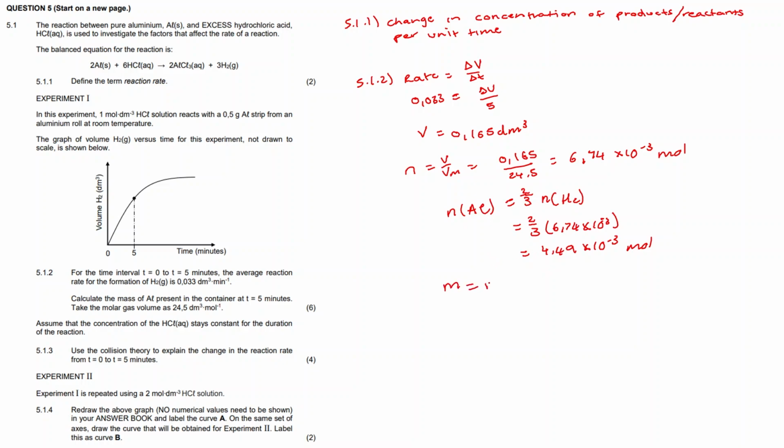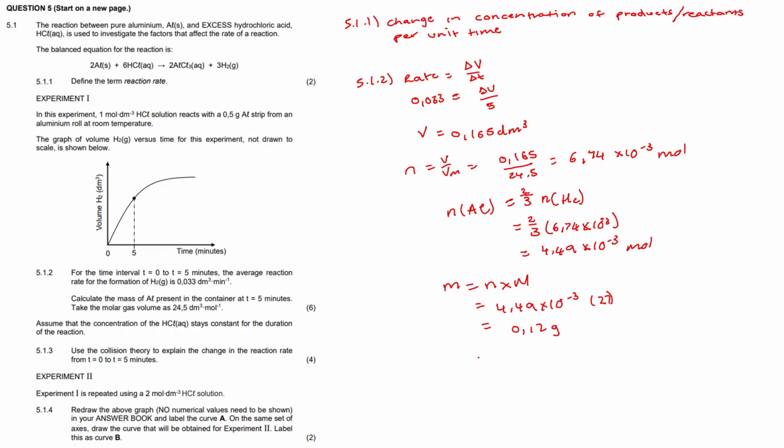We then can calculate the mass of Al. As we know, mass is equal to moles times molar mass. And we have the moles being 4.49 times 10 to the negative 3. And we have a molar mass of 27. We then get our mass to be 0.12 grams. And that's how many grams reacted total in the whole reaction.